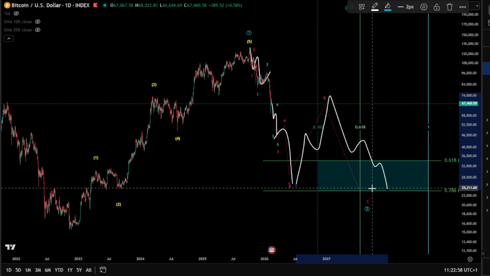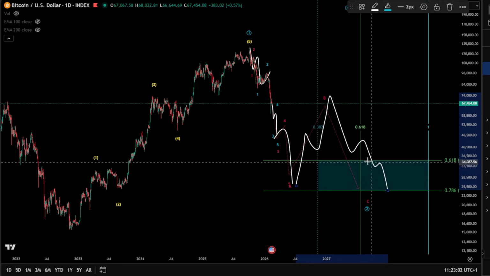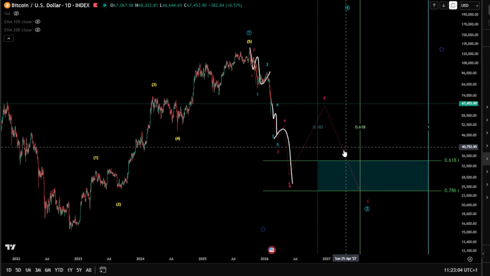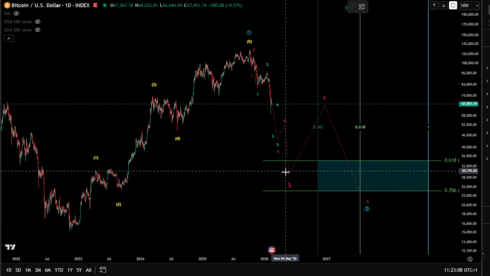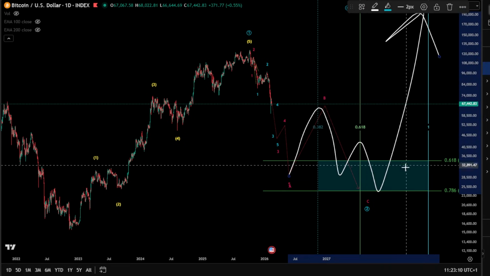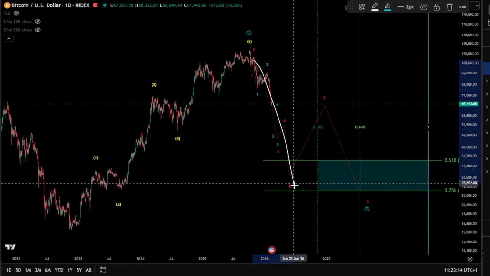Again, for the time, you might need more time here. It might take even, of course, until 2027 again, and even more. So expect even more in this case, because it might range for a long time in this area before we start a bull run. So it can be, of course, this possibility happening.